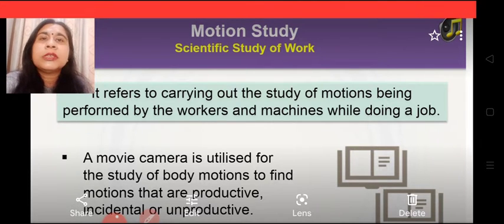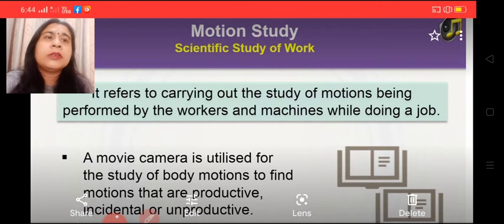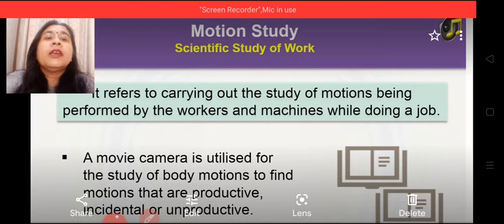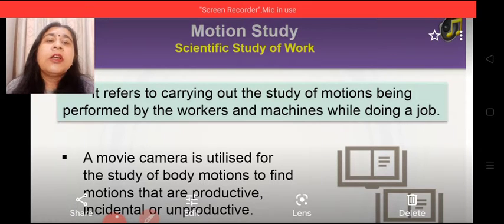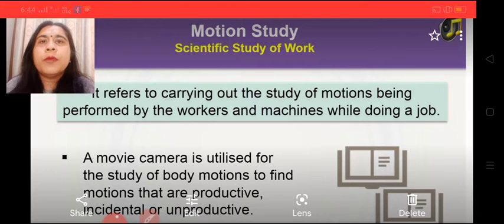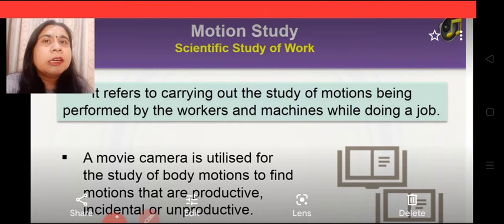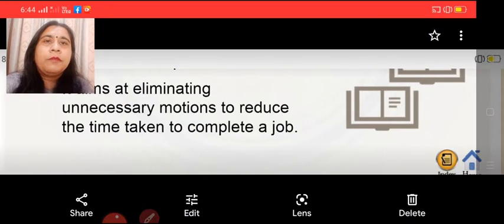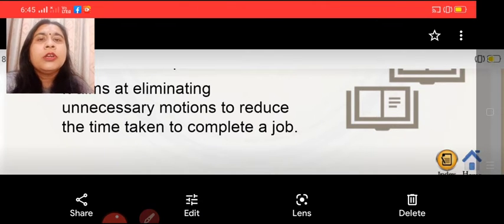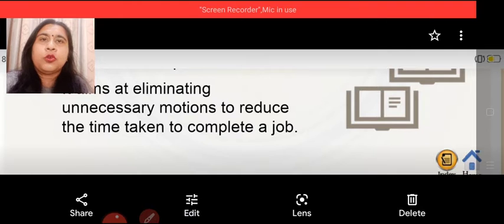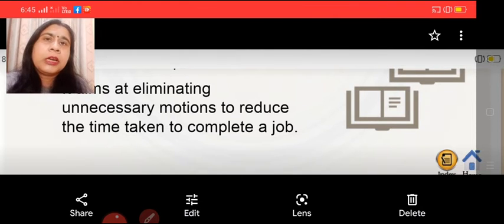Second is motion study. How scientifically the motions, the movements of people are decided. It refers to carrying out a study, a research work of movements of people, motions being performed by the workers and machines while doing the job. A movie camera is utilized for the study of body movements to find motions that are productive, incidental, or unproductive. All unproductive movements are removed and things are settled in such a manner that with only the necessary movements the worker performs his task more effectively and efficiently. It aims at eliminating the unnecessary movement to reduce the time taken to complete a particular job. So I hope that you are clear with the method study and motion study.